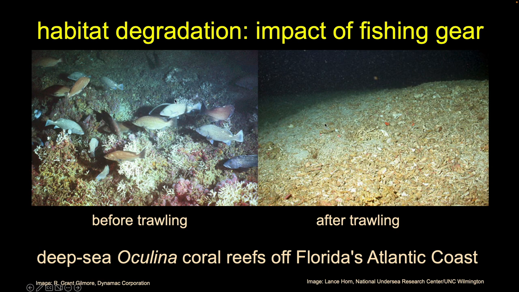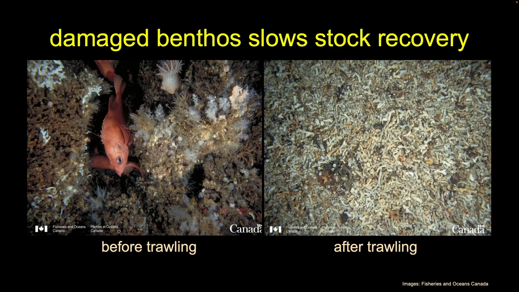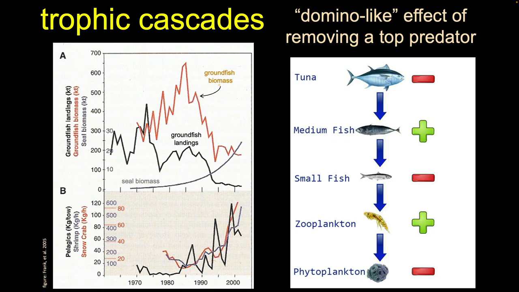Once we've dragged nets and physically pulled structures over the bottom, in some cases these are very delicate structures like these corals, and we break them. And so after fishing is gone, it looks like this, right? Very few little nooks and crannies where fish can hide out in, take refuge. And we see this with other deep sea critters as well. Again, before trawling on the left, after trawling on the right.